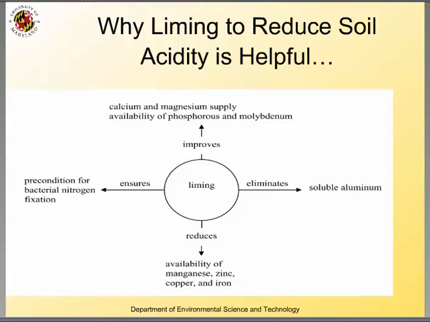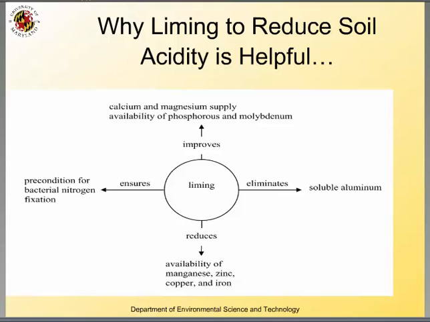Well, liming will eliminate that soluble aluminum that we saw in that graph. It will reduce the availability of manganese, zinc, copper, and iron. Remember, manganese and iron in particular can reach phytotoxic levels. You want enough, but you don't want too much. So you do want to reduce that a bit. It ensures the precondition for bacterial nitrogen fixation. Okay, so your soybeans, your alfalfa can grow well.